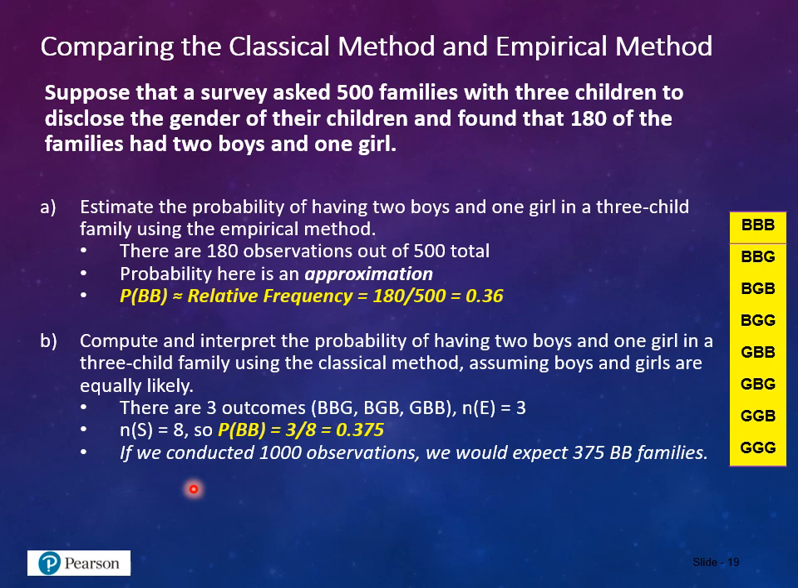And again, the interpretation here is if we conducted 1,000 observations, we would expect 375 families with 2 boys and a girl in them.